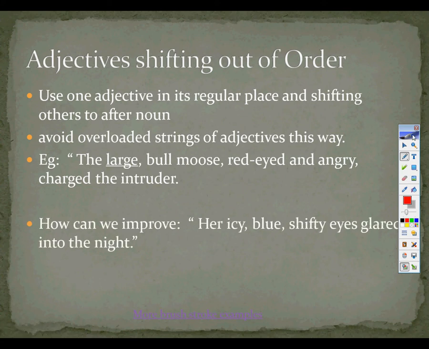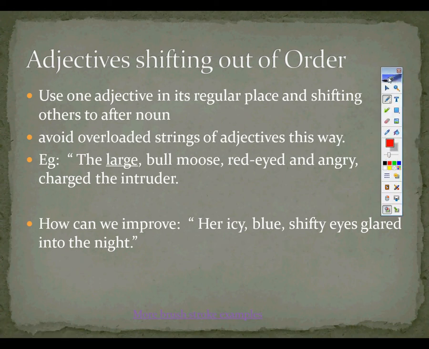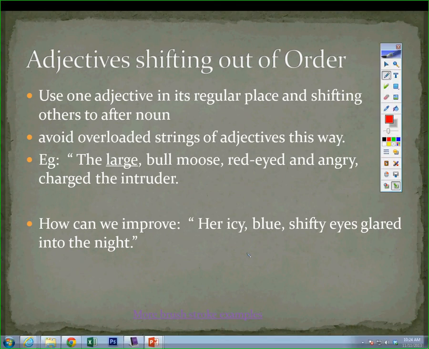So, let's look at this sentence here. Her icy blue, shifty eyes glared into the night. What would be the best way to improve this sentence? In this case, first thing we're going to do is find our three adjectives: icy, blue, shifty. Okay, obviously those are modifying what word? Yes, eyes. Obviously eyes is your noun.